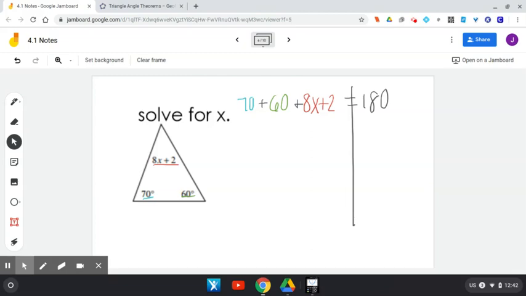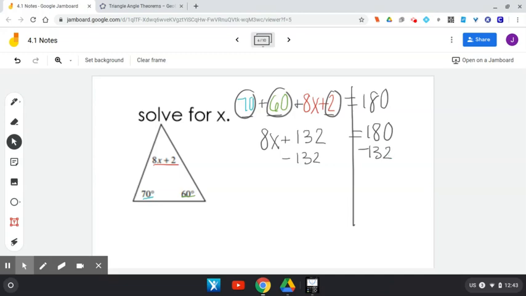So I'm going to first look at the constants. My constants are numbers by themselves. So I have 70 and I have 60 and I have 2. So I will add all 3 of those numbers together, which gives me 132. And the only other term I have is this 8x, and I don't have any other x's to combine it with, so I'll just leave it by itself. Now I am left with a 2-step equation. I want x by itself, so I'll subtract 132 from both sides.